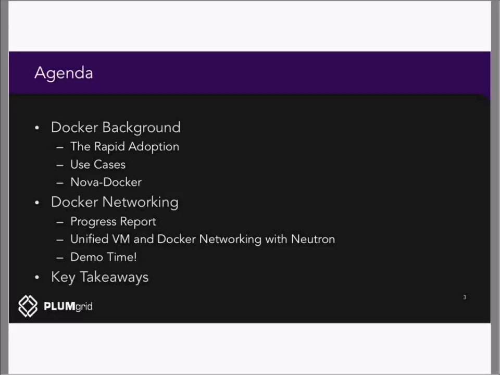And what is the state of Docker networking since Docker has been introduced natively, how it has improved over the past 2 years, what is it today, how does Docker networking look like inside OpenStack, and then we'll go over how to have common or unified networking for containers and VMs in OpenStack through Neutron. And in the end, we'll go over a demonstration of this unified networking model. And then, of course, we'll talk about some of the key takeaways from this presentation.